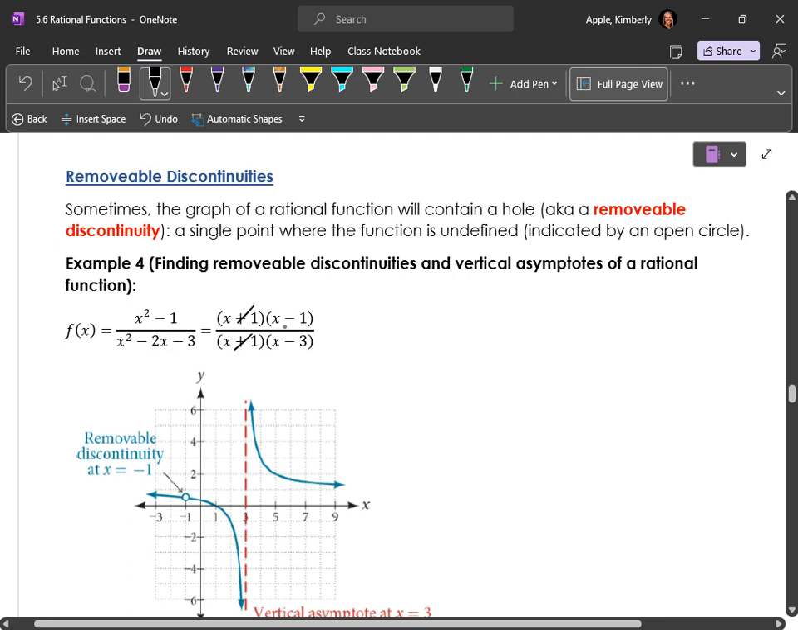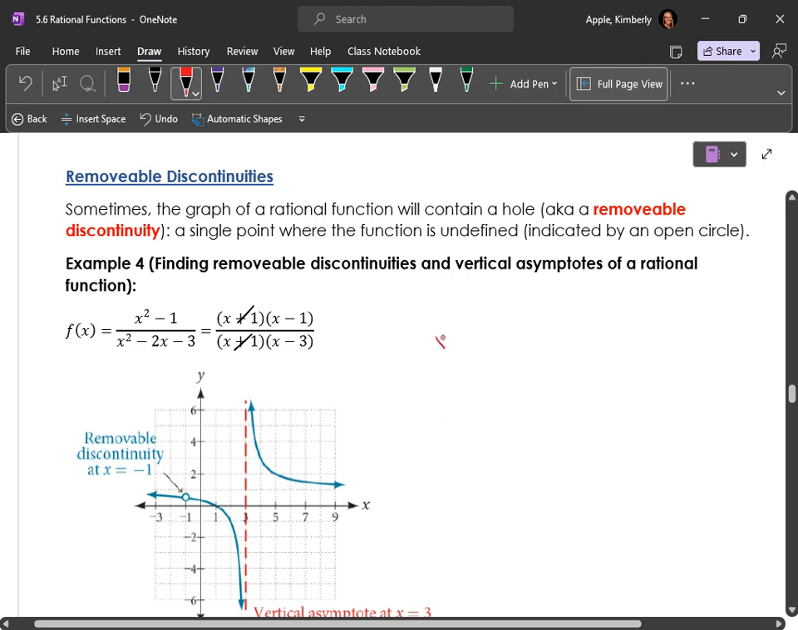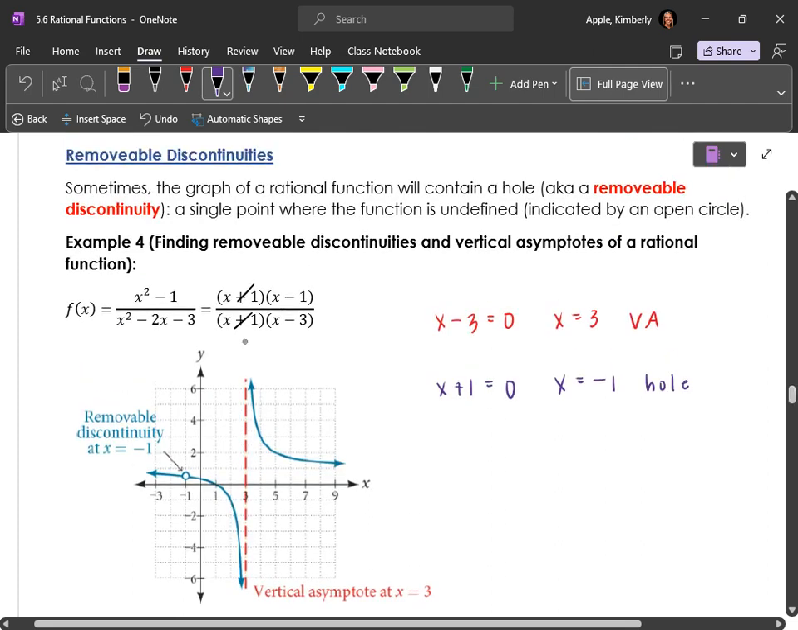Whereas the vertical asymptotes are obtained where the denominator that doesn't cancel is equal to 0, so that would be at x equals 3 for your vertical asymptote, the hole or removable discontinuity is obtained from the factors that do cancel. So this would be x plus 1 equals 0, meaning that we have a removable discontinuity at x equals negative 1. Again, that's the difference: where it cancels gives you the hole or removable discontinuity, and where it does not cancel in the denominator gives you the vertical asymptote.